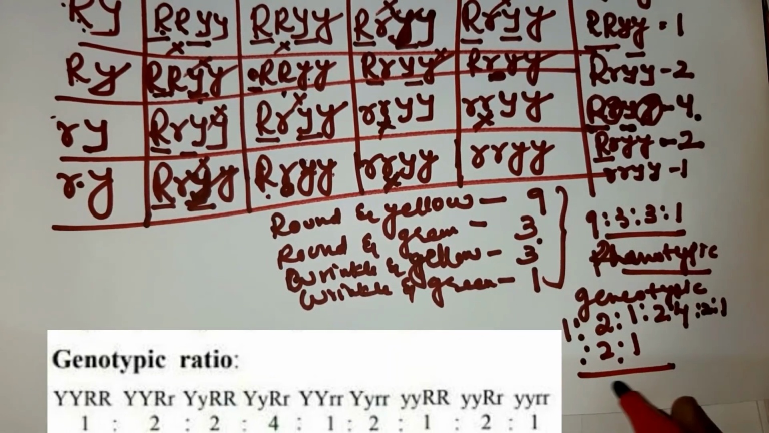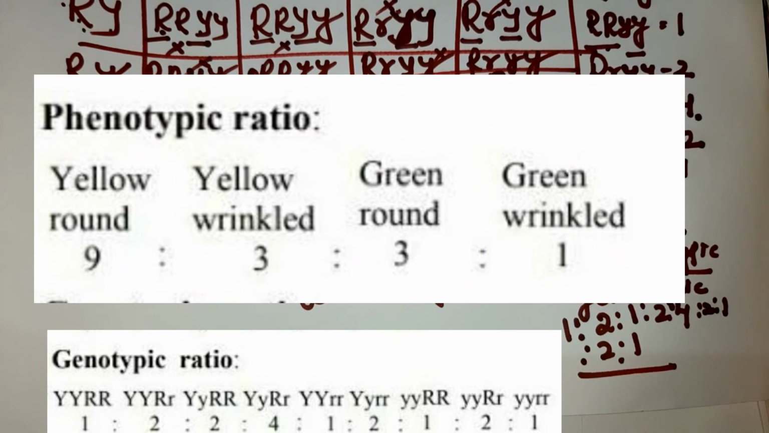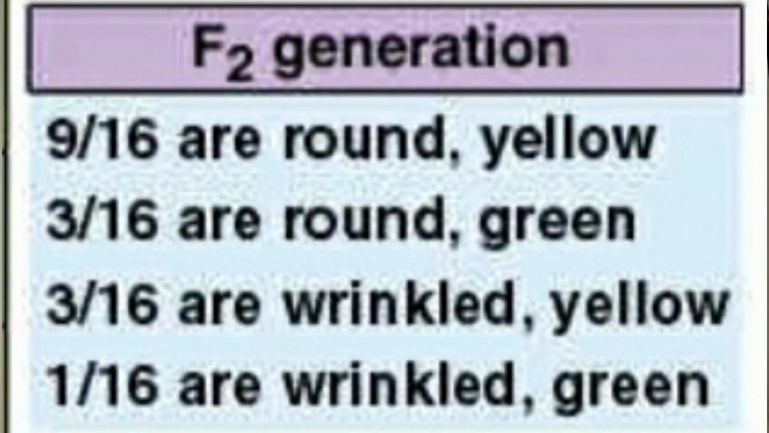When you add all this, you will get 16 characteristics, children. So the genotypic ratio is 1:2:1:2:4:2:1:2:1. So like this you have to write, children. That is the phenotypic and genotypic ratio. Here you can see, children, 9 of them of the F2 generation are round and yellow. 3 of them are round and green. 3 of them are wrinkled and yellow. 1 set of plants are wrinkled and green seeds. So we can see here 4 different phenotypes, children. Round yellow, round green, wrinkled and yellow, wrinkled and green.